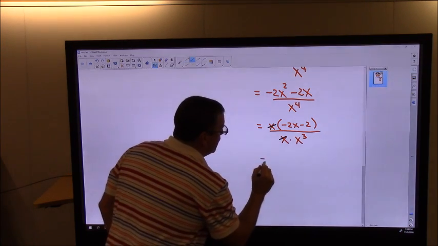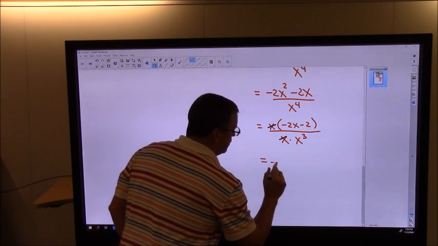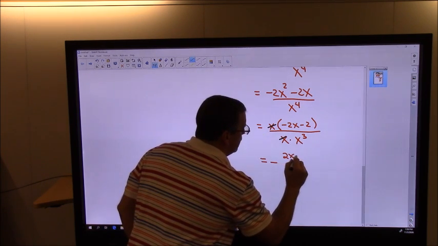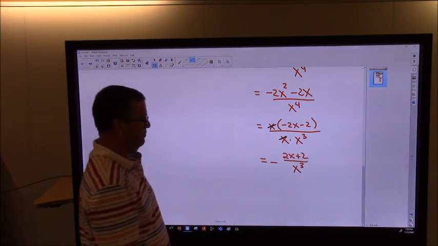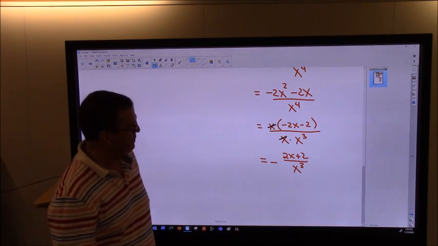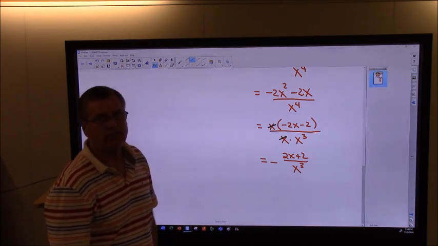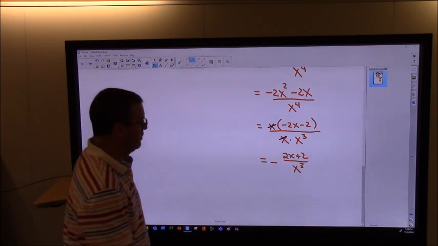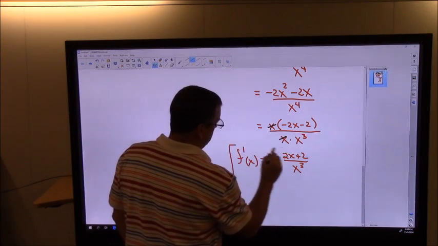And there's my final answer. Sometimes what our book will do is they'll move the negative sign out in front and write it this way: negative 2x plus 2 over x cubed. So that negative sign, you can distribute it into the numerator, and then we would have the same thing that we have up there. Or you just leave it that way. Okay, it would be fine. I'll take it either way. There it is. There's our derivative.